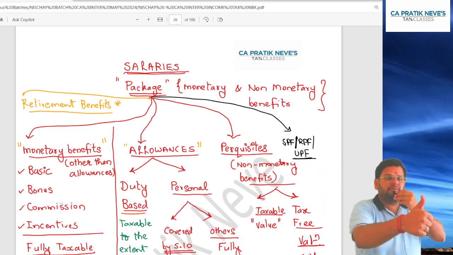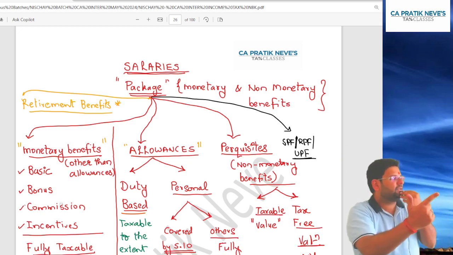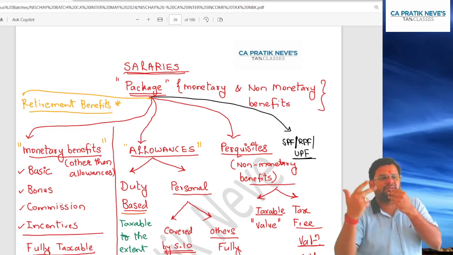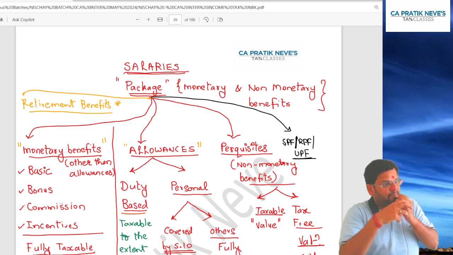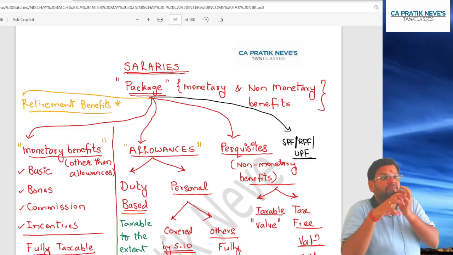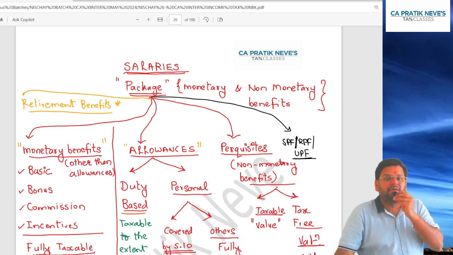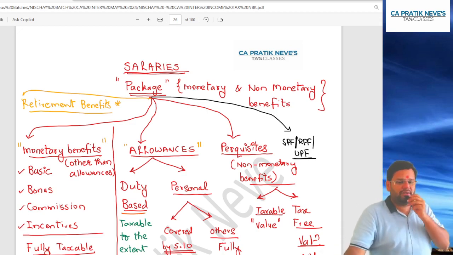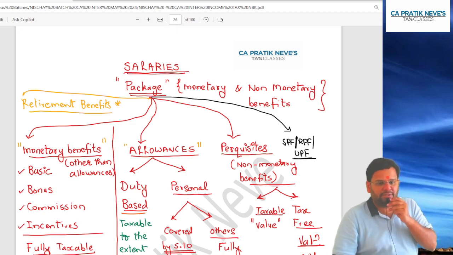5 broad categories is: number one, monetary benefits; number two, allowances; number three, perquisites; number four, PF, employer's contribution to PF and interest which get credited from PF; and lastly, retirement benefits like gratuity, pension, and leave encashment. So go ahead and complete this step by step. I am guiding you. Under my guidance, complete this.